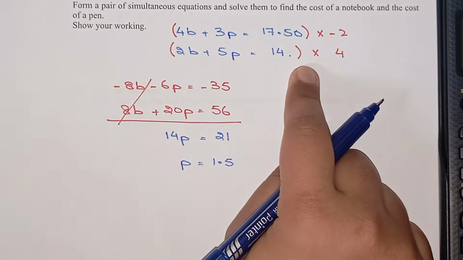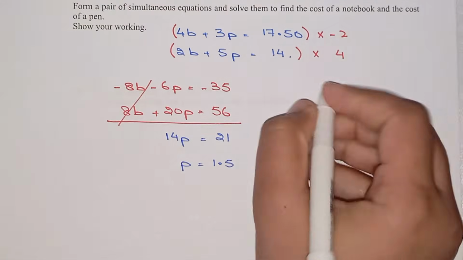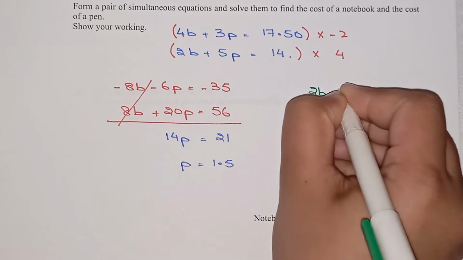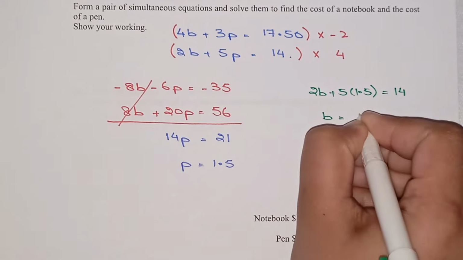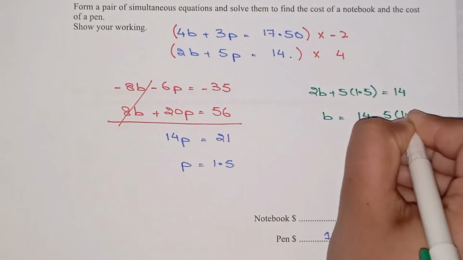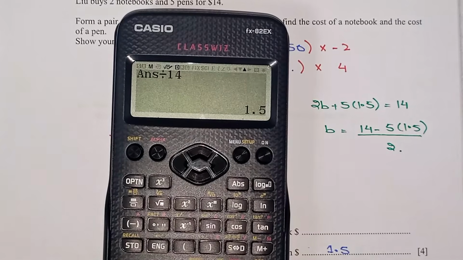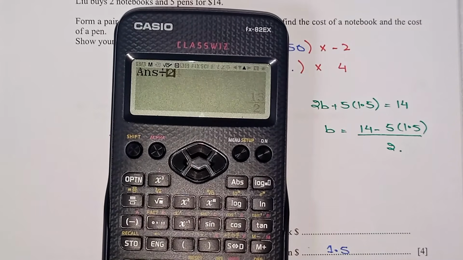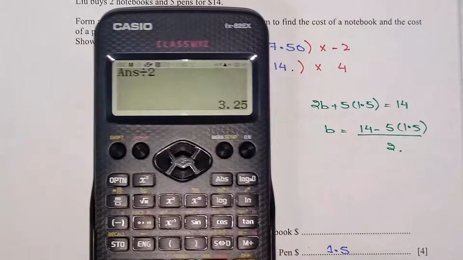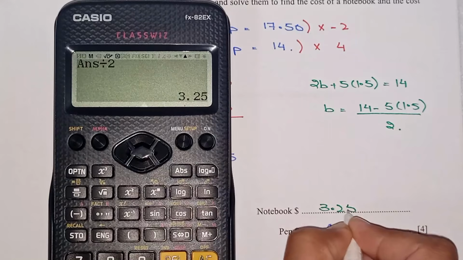Okay, now let me find out the cost of a notebook by substituting the value of p into any of these equations. So I would like to put it into the second equation. So 2b plus 5 times 1.5 would be equal to 14. So b would be equal to 14 subtract 5 times 1.5 and then dividing by 2. So we have 14 minus 5 times 1.5, divided by 2, which is 3.25. So the cost of a notebook is 3.25.